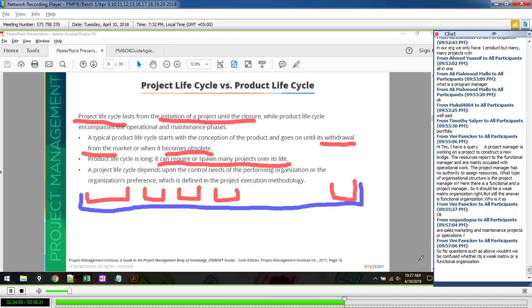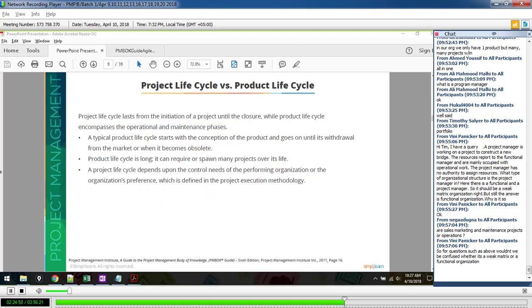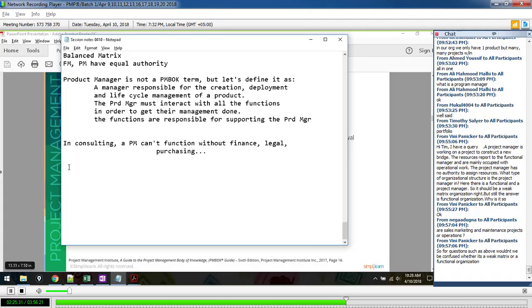Now, this last bullet is not just interesting, but you should understand what it means. Let's take the 2 last bullets. Product life cycles are long. They can spawn many projects, right? Whereas a project life cycle is shaped by 2 things: control needs of the performing organization, or the organization's preference defined in their project execution methodology. Let's dissect this. This is very important for us to understand.